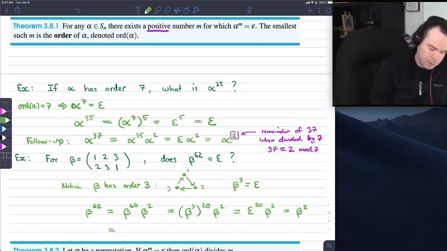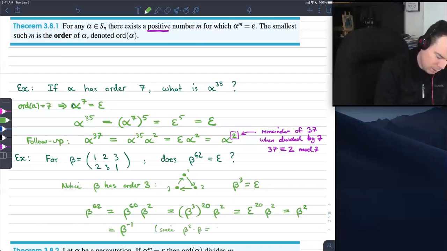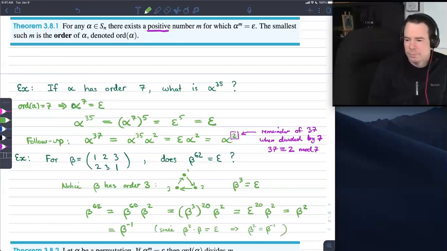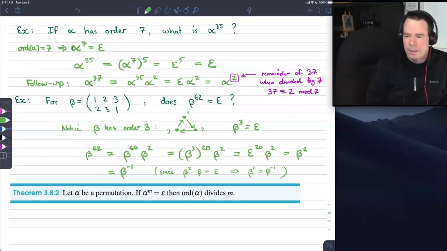Maybe for this last step, I could say, well, beta squared, but that's just beta inverse. Why is beta squared the same as beta inverse? Well, because beta squared times beta is the identity. So that implies beta squared is the inverse of beta. So that's just a quick observation. So we're tying inverses in here as well and just seeing how these things all relate.